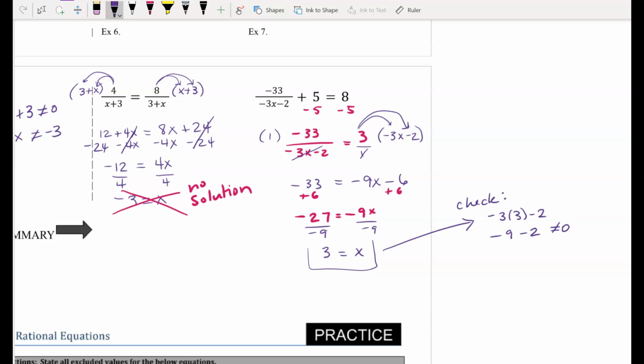We get to an answer of x is equal to 3. Don't forget to check this. If you didn't check for excluded values to begin with, check it at the end, but we see that 3 is not an excluded value, and so it's a valid answer.